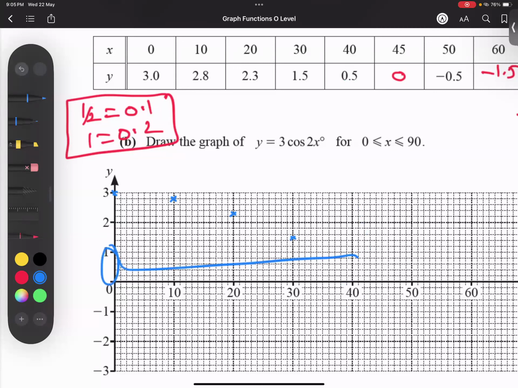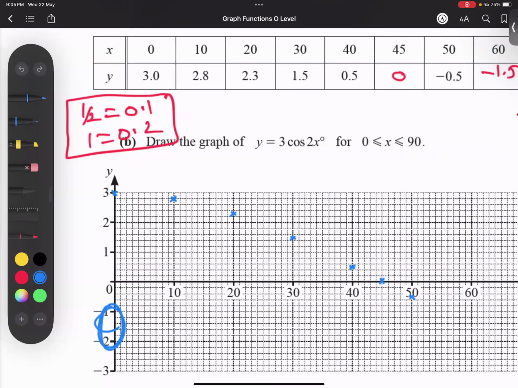Okay, now next is 40 and 0.5. 0.5 again is a half in the middle here, so 2.5 boxes from 40. And 45 and 0. Where's 45? 41, 42, 43, 44, 45. 45 and 0, I think this point is very easy. 50 and negative 0.5. Negative means below the x-axis. So it means 2.5 boxes, half box again. 60 and negative 1.5.